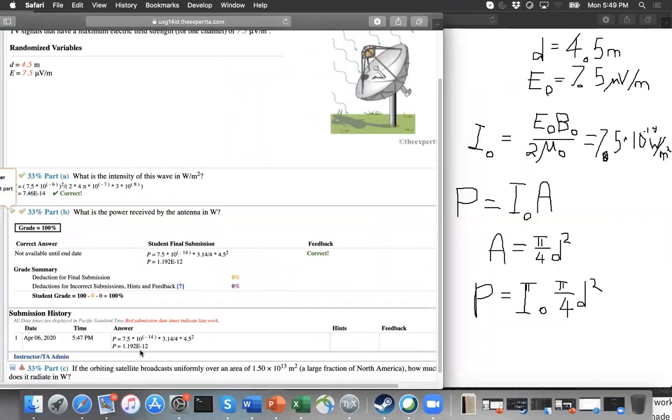So what do we find? The power is 1.1 times 10 to the minus 12 watts. This is a tiny, tiny signal. The amount of energy that we are delivering to this radio antenna is small, and that's common in communications. You have to have fairly sensitive instruments to pick up signals like this. And this just gives you a sense of a pretty small electric field corresponds to a pretty small power delivered to even a fairly big radio dish.